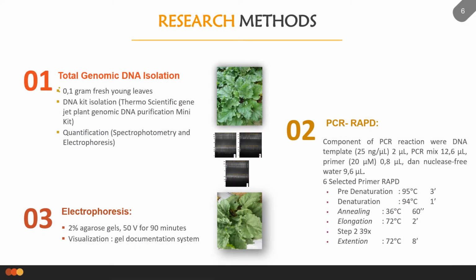Plant DNA isolation kit from Thermo Scientific was used to extract the total genome of Rheum officinale accessions. 100 mg of fresh leaves were used as the samples. The quality and the concentration of isolated DNA were detected by UV spectrophotometer. 6 RAPD primers were used in this PCR reaction. Components of the PCR reaction were DNA template, PCR mix, primers, and nuclease-free water.